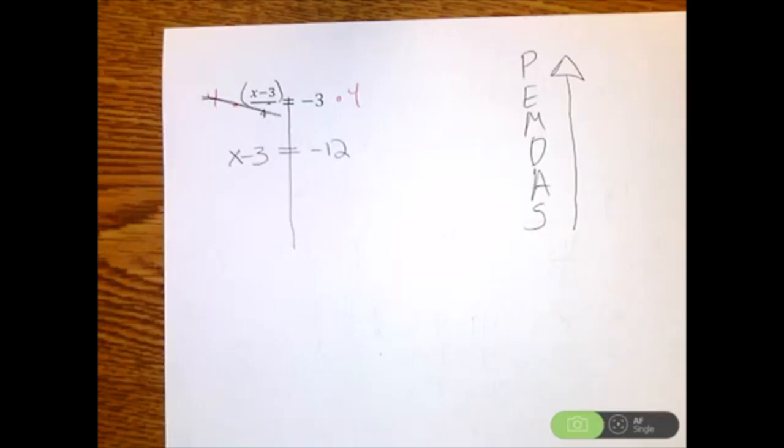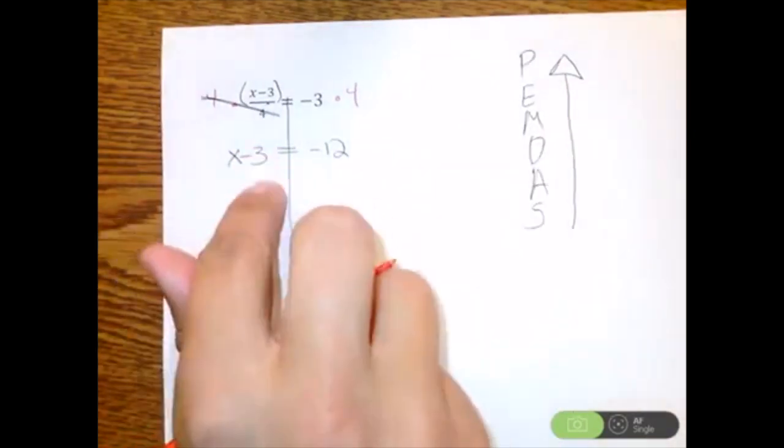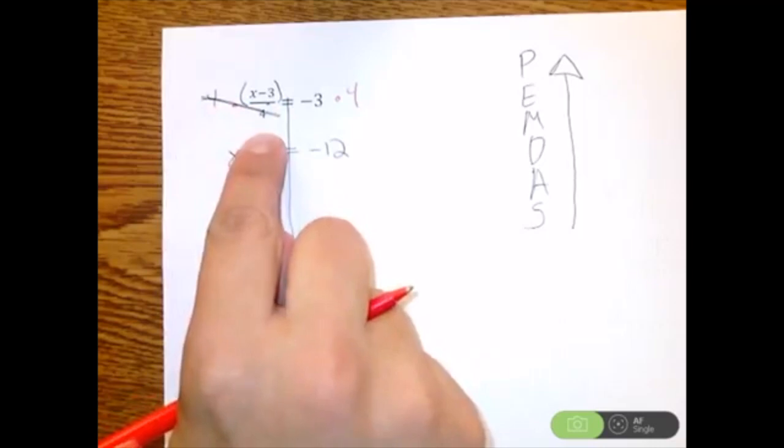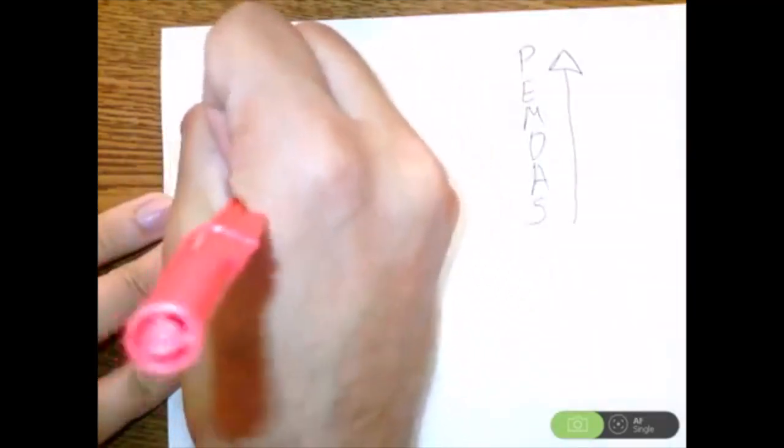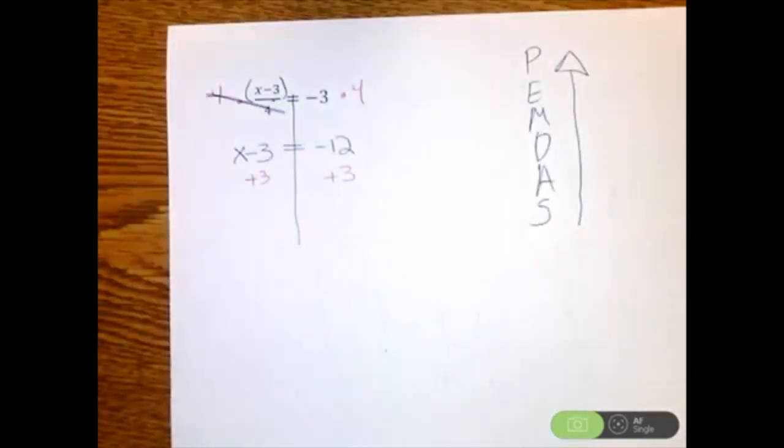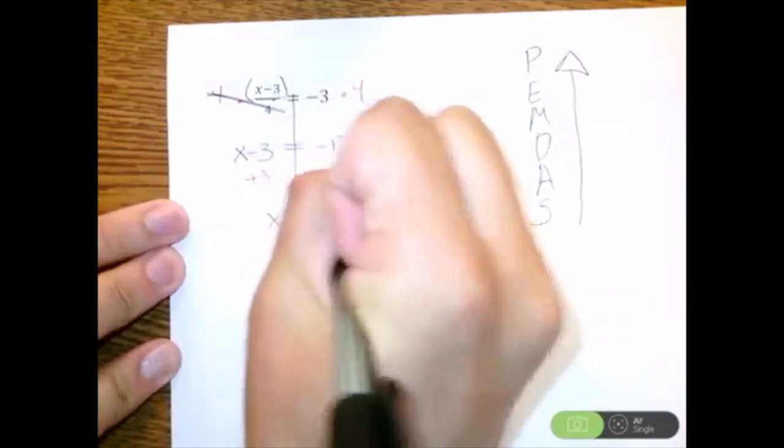Only thing left to do is solve it. So we have the minus 3 now. The parentheses are gone since the fraction's gone. Add 3, and we get x equals negative 9.